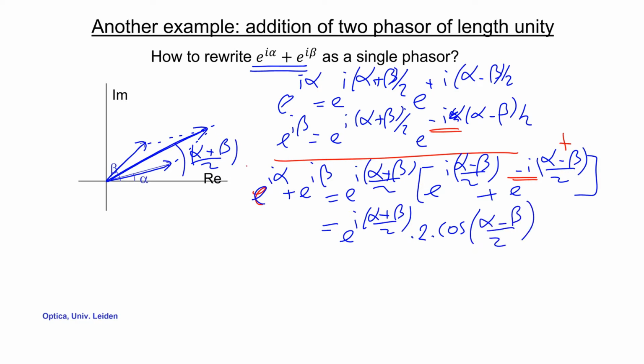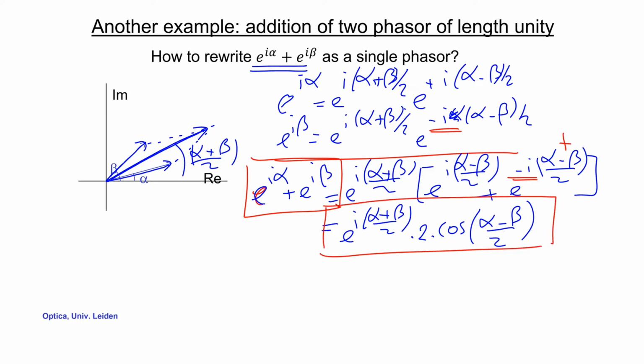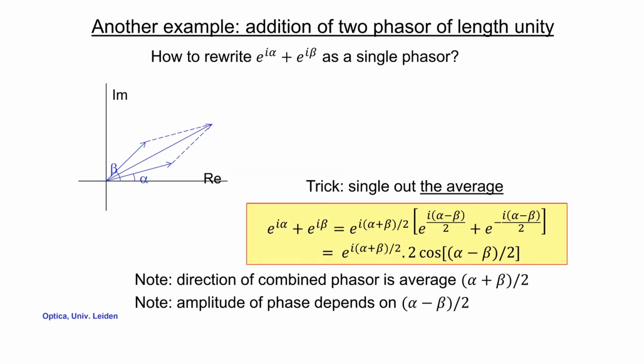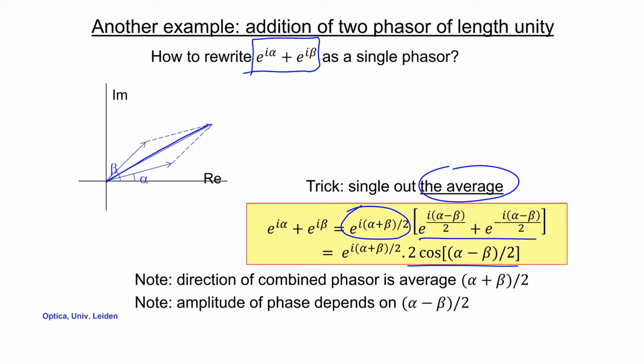So we find that the sum of two phasors can be written in terms of a phasor with the average angle plus a cosine of the difference angle. So let me clean this up for you. The trick to calculate the sum of two phasors is to take out the average phasor, and then what you find is that the sum of two phasors is a phasor in the direction of the average, this guy, and the length of this phasor, this length, is equal to 2 times the cosine of half the difference angle.